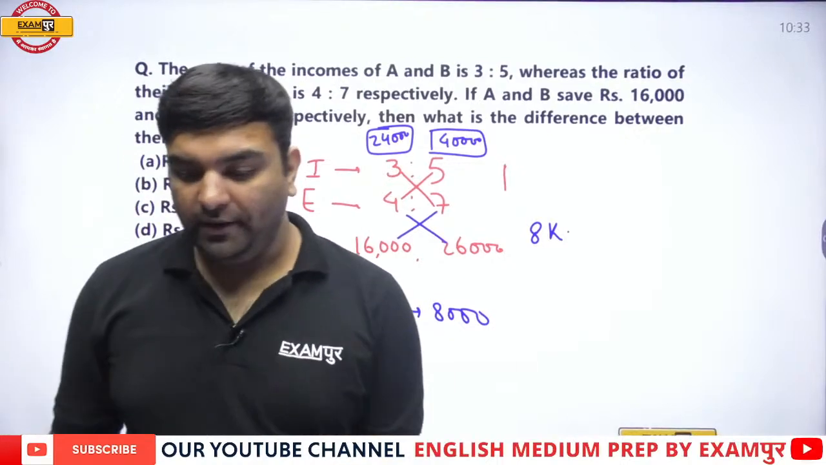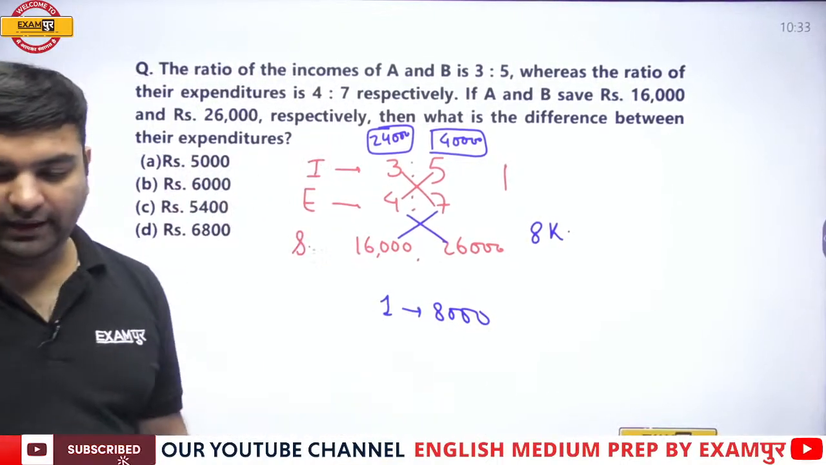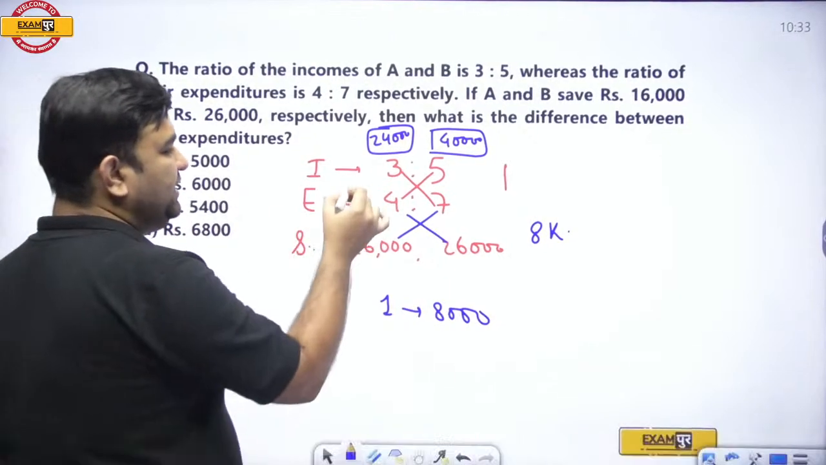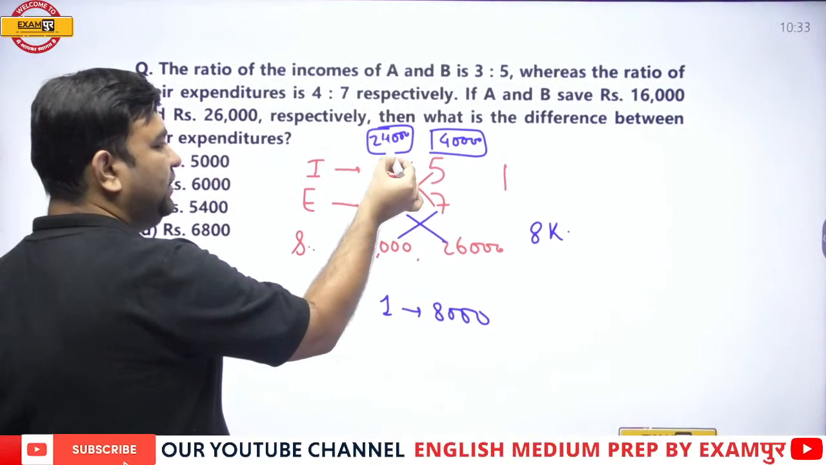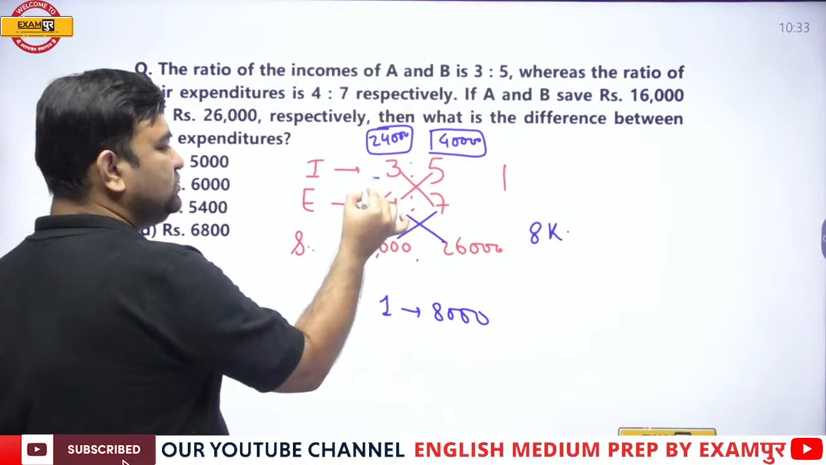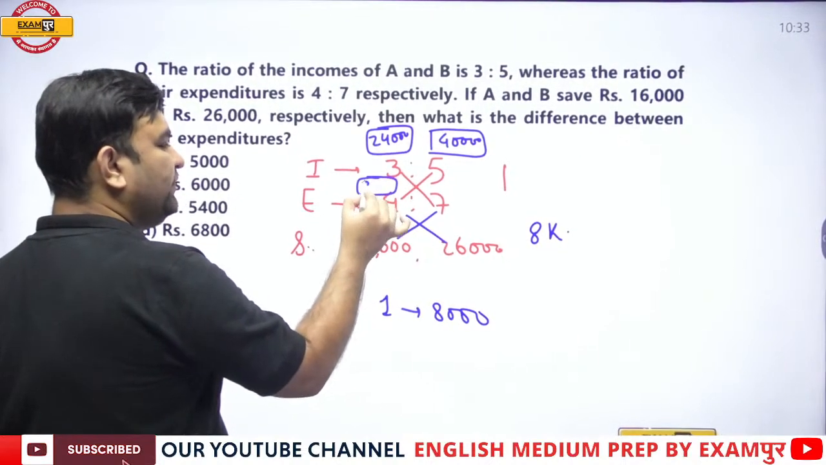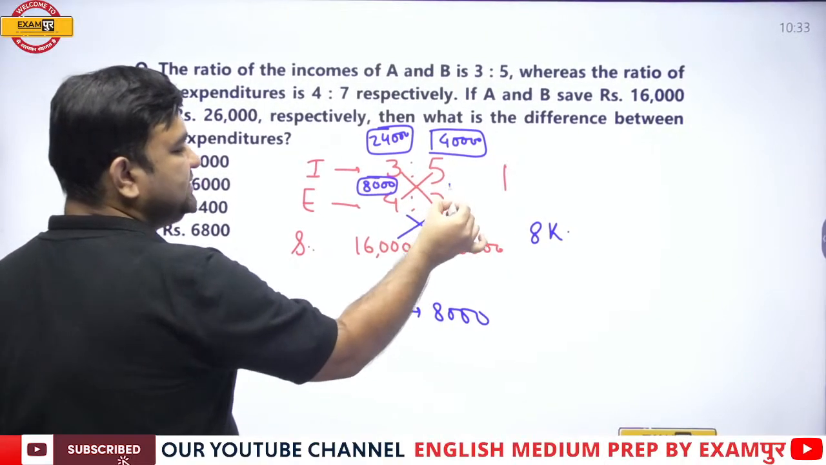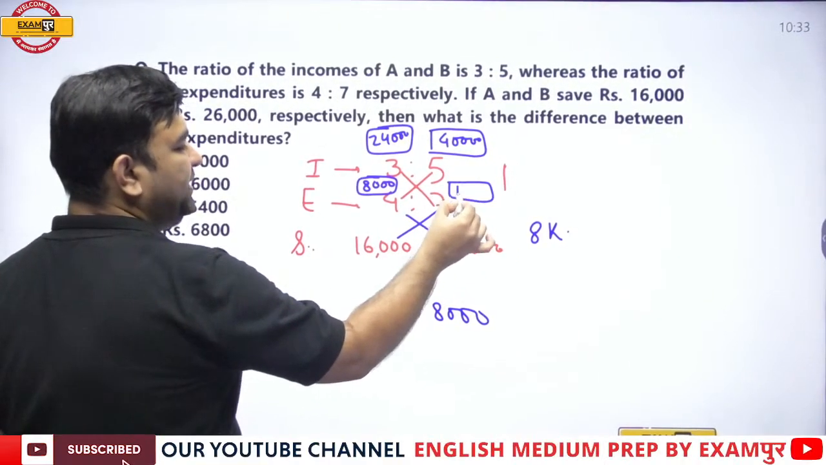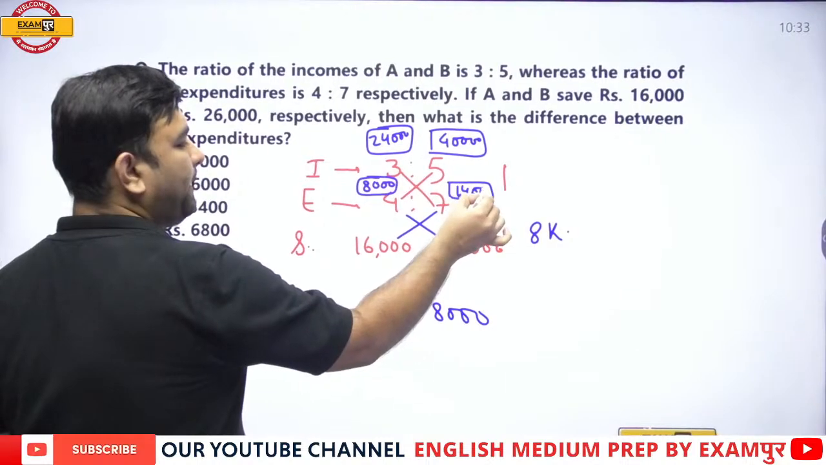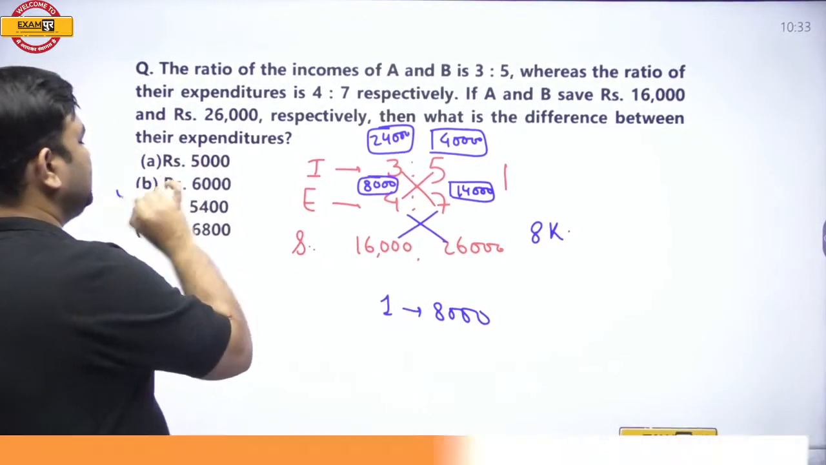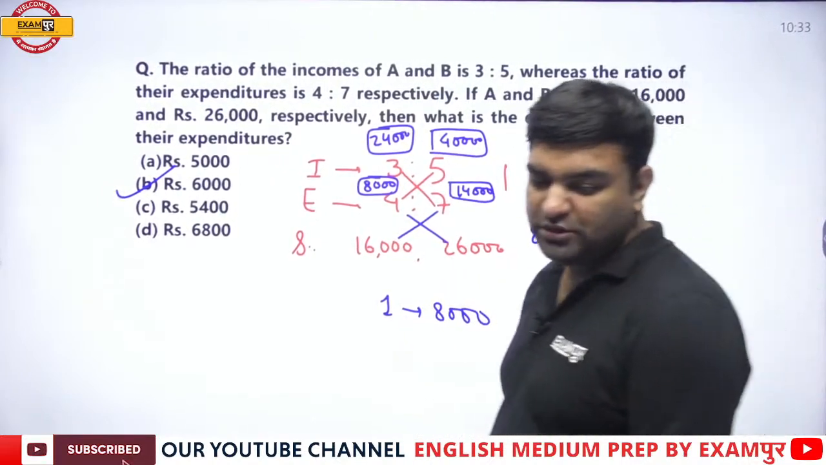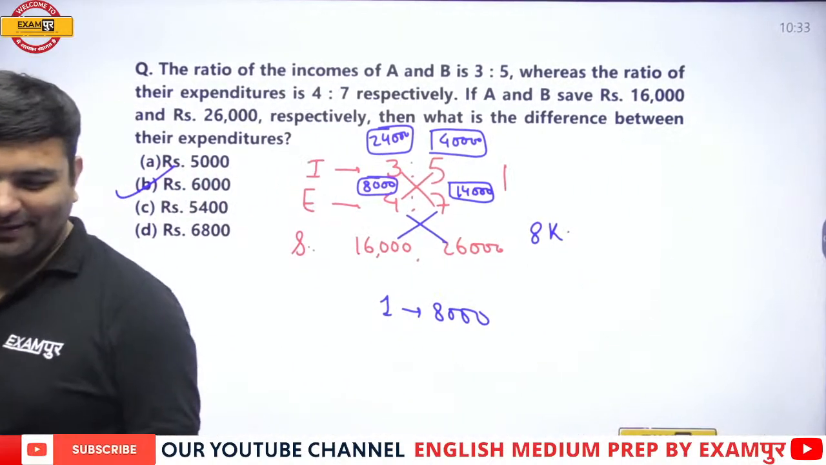Because we cannot find out the expenditure directly from the crisscross method. 24,000 minus 16,000, 8,000 is the expenditure of A. 40,000 minus 26,000, 14,000 is the expenditure of B. What is their difference? 6,000. Please watch it. Well done, Aman. So proud of you.